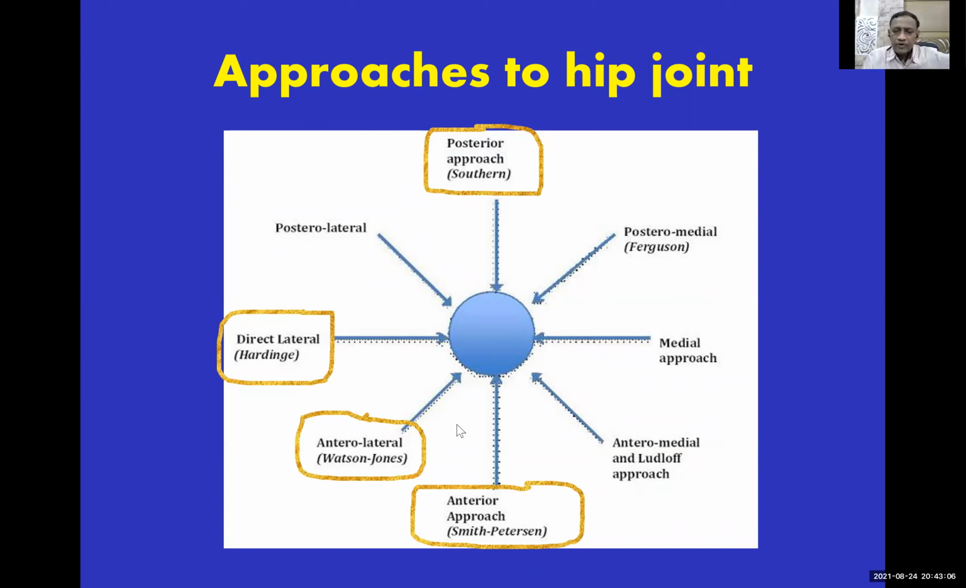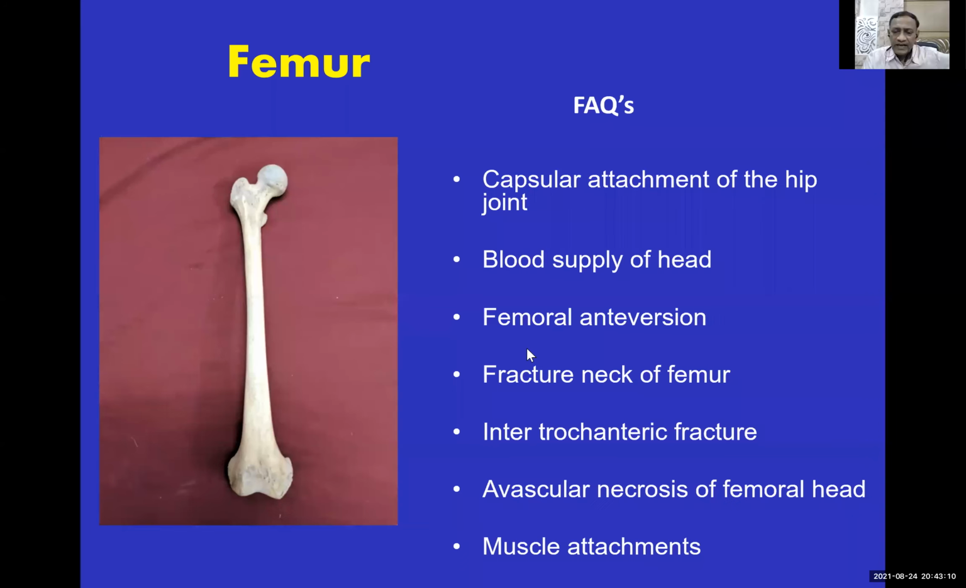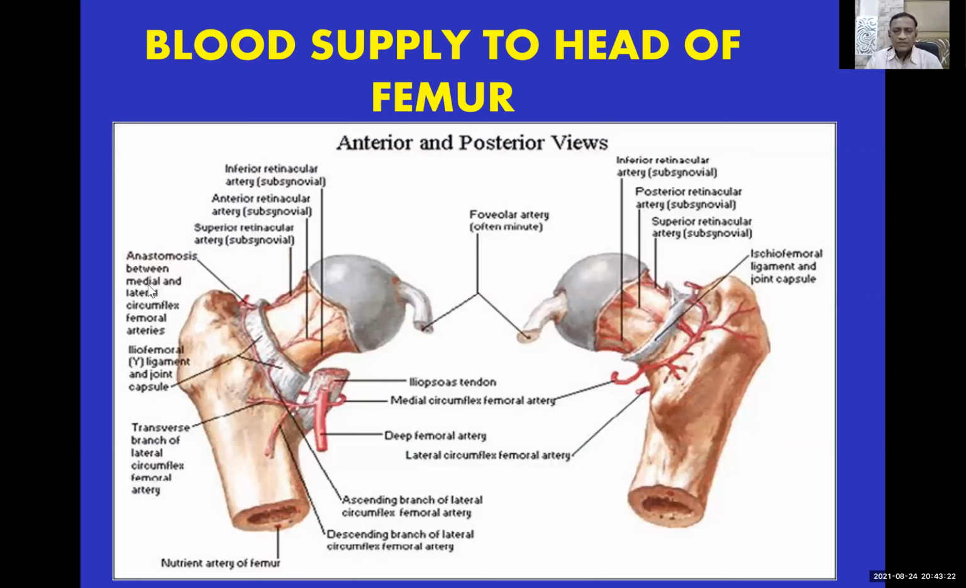then femoral anteversion, fracture neck of femur, intertrochanteric fracture, AVN, and different muscle attachment. So what is the blood supply? It comes from the three sources. One is from the nutrient artery, ligamental artery, but most of the blood supply is from the capsular or retinacular vessel. The plexus is formed by the lateral circumflex and medial circumflex artery.